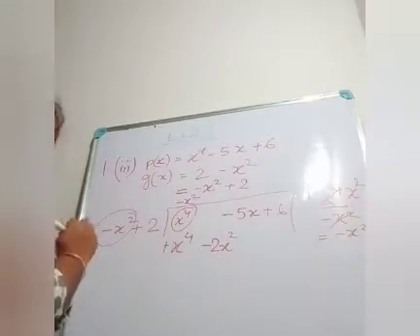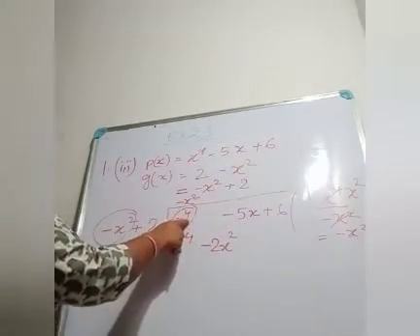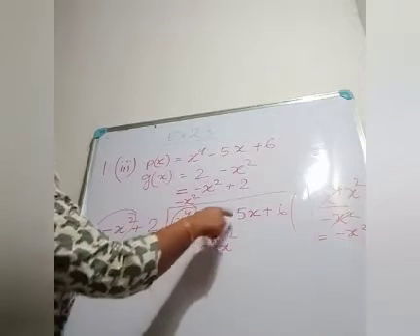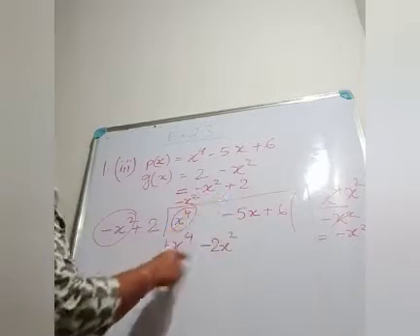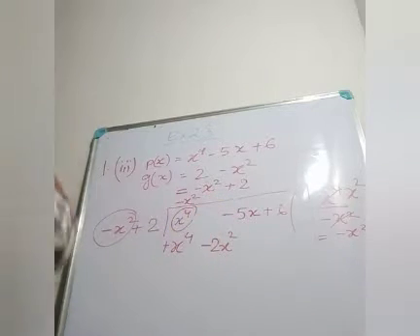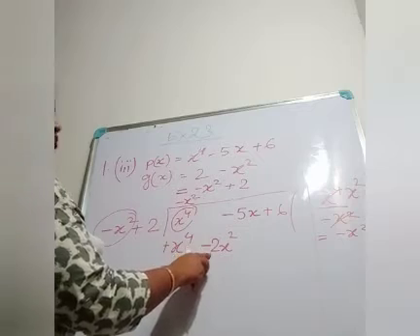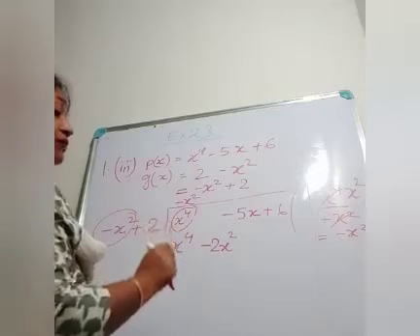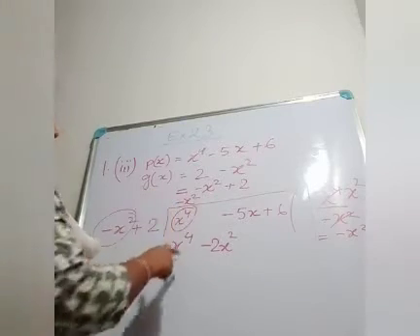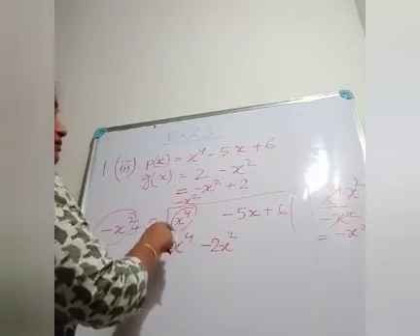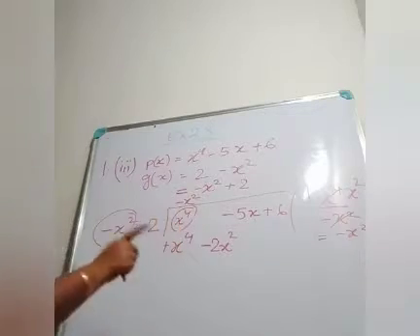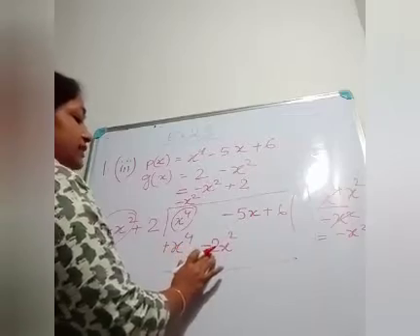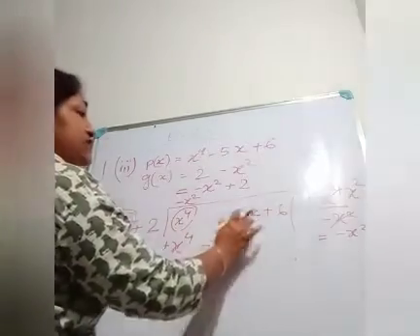Have you understood students? After x^4, you leave some space for x cube or x square and then write minus 5x. Here you see the product is x^4 minus 2x square. So always write the term under the term with the same degree. And then you subtract x^4 minus 2x square from x^4 minus 5x plus 6.